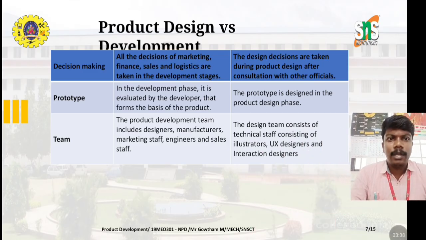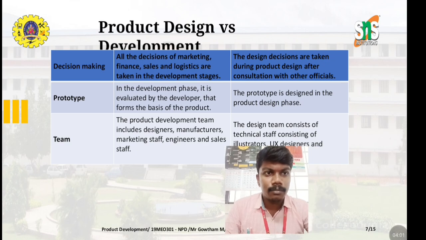Then followed by decision making, prototype and team. All decisions of marketing, finance, sales and logistics are taken in the development stages. Next one is design decisions, which are taken during product design. In the development phase, it is evaluated by the developer, which forms the basis of the product. Then a prototype is designed for the product design. We create the UI, UX definition, etc.